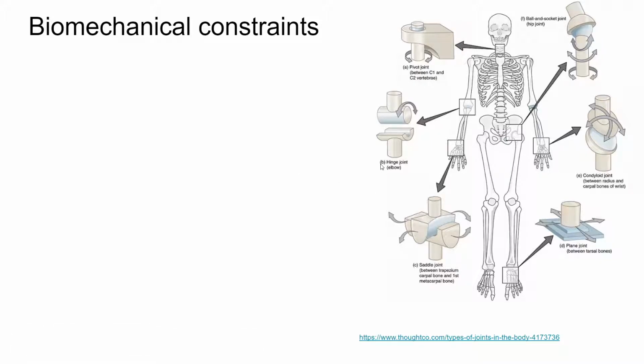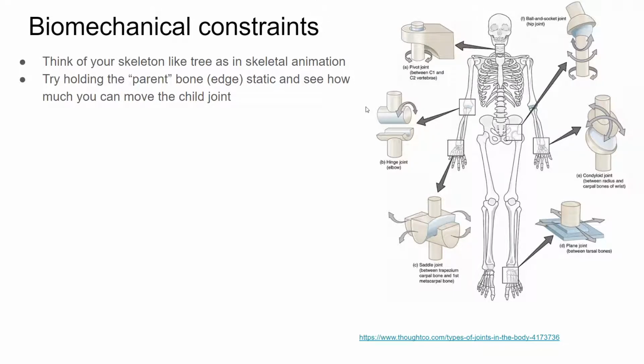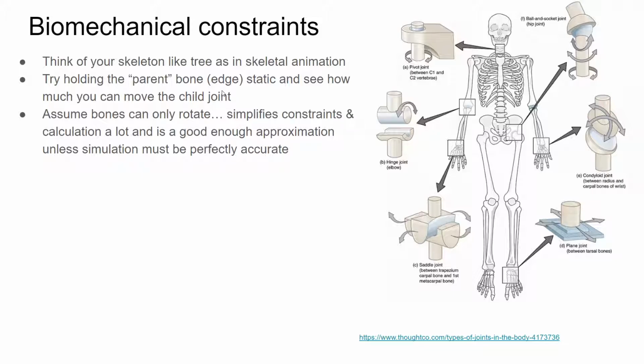So, moving on. Biomechanical constraints are constraints that are biomechanical, as in your body literally cannot rotate that way. The way you can figure out these constraints yourself is to think of your skeleton as a tree, like in skeletal animation as we saw. Try holding the parent bone. For example, if you're trying to figure out your wrist rotational constraints, hold your forearm still and rotate your wrist around, and try to figure out how much your wrist can rotate in each direction. This is how you can figure out the biomechanical constraints of each child joint. And obviously some people are more flexible than others, so it's more of a calibration, if anything.